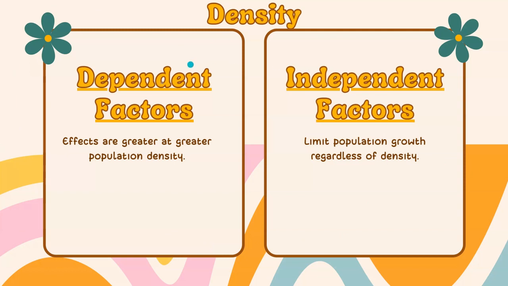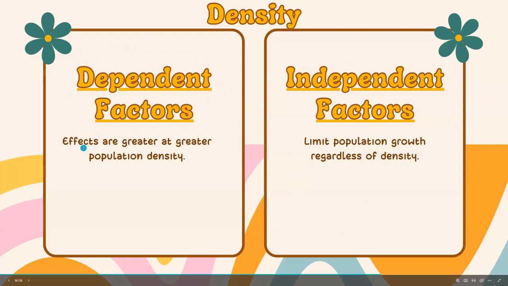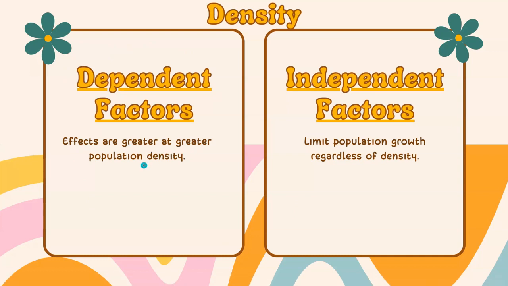Now, we'll look at density-dependent factors and independent factors. Dependent factors are those whose effects are greater at greater population density, while independent factors limit population growth regardless of density. So, this will limit population growth no matter what, and this will limit population growth depending on how many individuals there are.